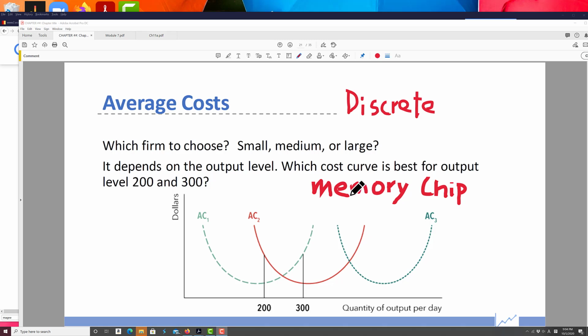So these memory chip factories come in only three sizes. Small, represented by this average cost curve AC1, or medium size, represented by AC2, and the large factory, represented by the average cost curve AC3. So depending on the desired level of output, you can choose either a small factory, medium-sized factory, or large factory.